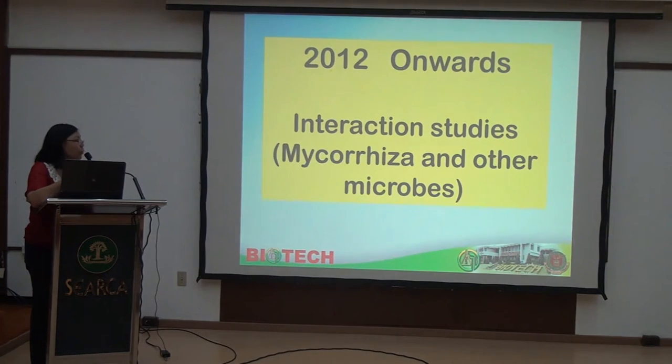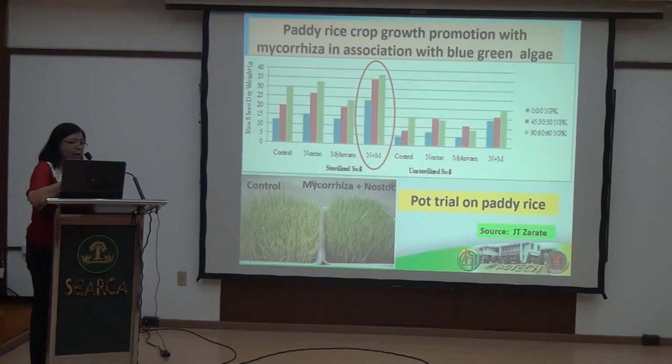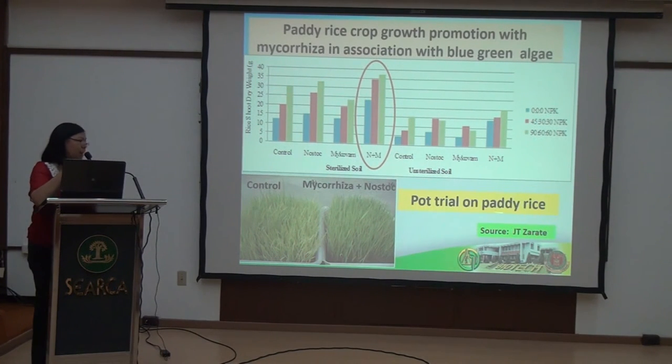From 2012 onwards, our group started working with interactions. So one particular student, Nico Sedicol, and the son of Ma'am Eddie Sedicol from SEARCA, we were trying to look into paddy rice or lowland rice. So nursery, before we planted, there was a clear positive growth of mycorrhiza plus no stock.